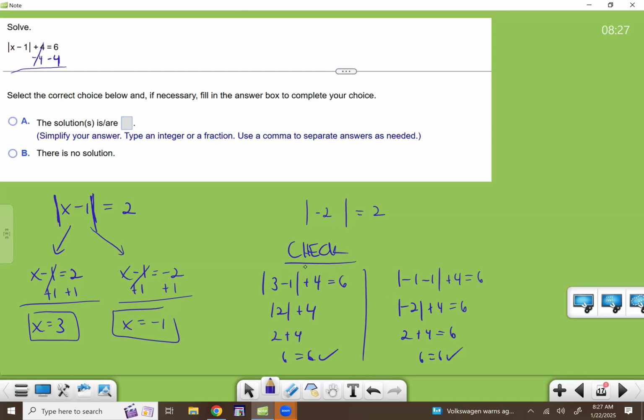Okay. So to recap what the steps are, you want to get the absolute value by itself, isolate the absolute value, and then proceed to do your two cases.